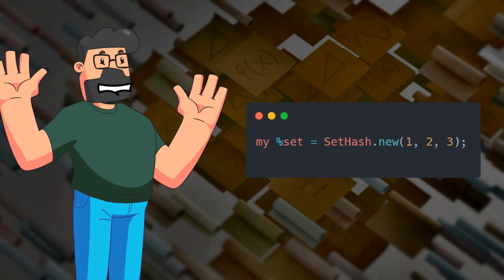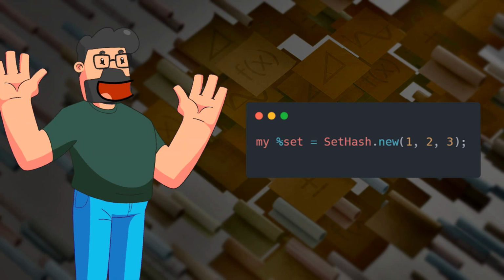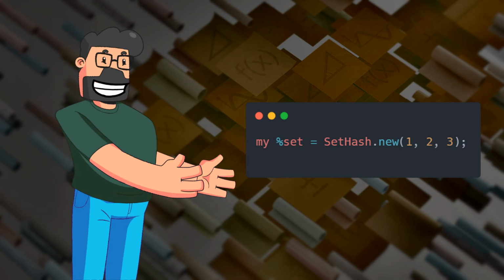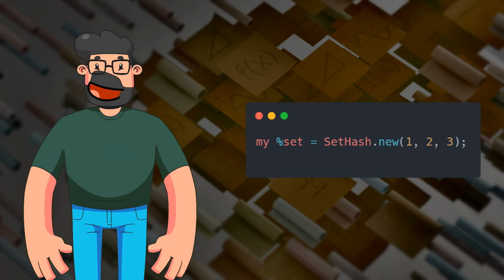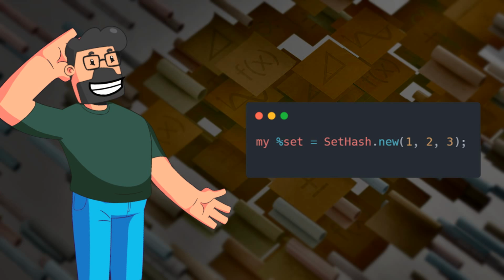If you try to declare a variable %set without using binding and simply assign the result of SetHash.new(1, 2, 3) to it, you will run into issues when trying to utilize SetHash methods on %set. This is because %set will be treated as a regular hash, causing method calls like %set.set4 to fail. To overcome this limitation, we need to utilize the binding syntax to ensure the %set behaves as a SetHash and enables us to perform set operations seamlessly.